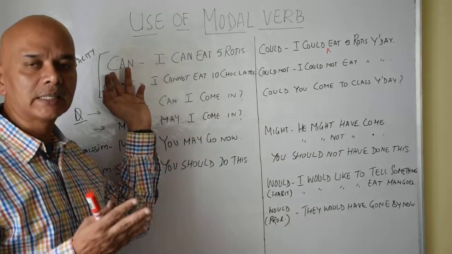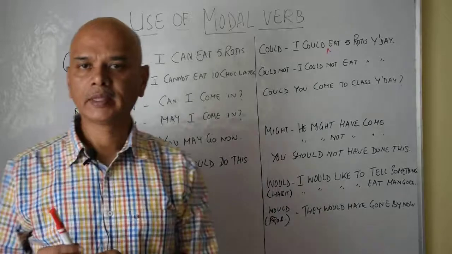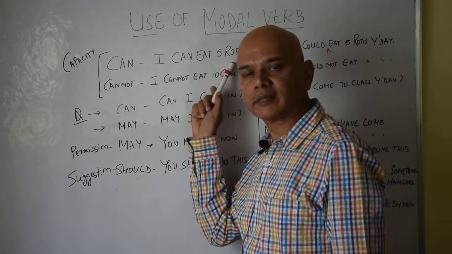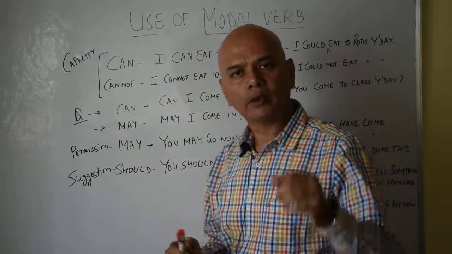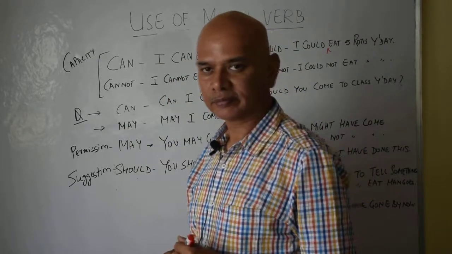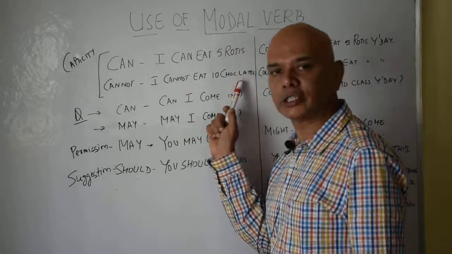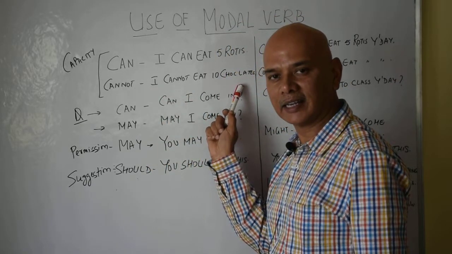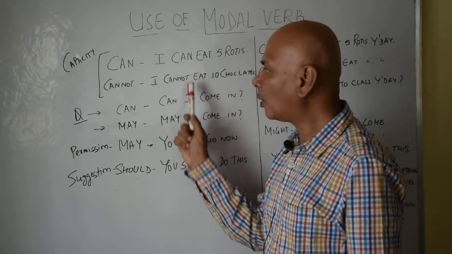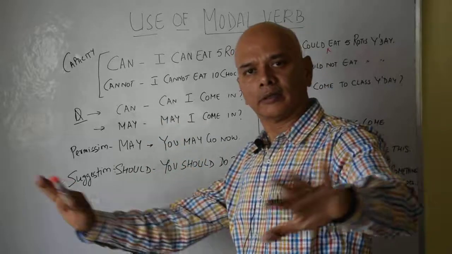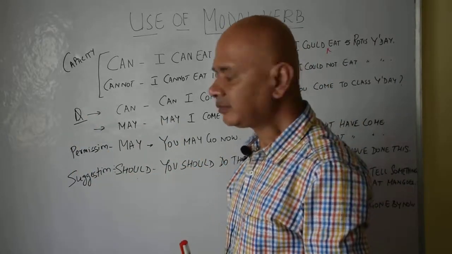Can is normally used for capacity. For example, I can eat 5 rotis. I can drink 1 cup of milk. Cannot is negative. I cannot eat 10 chocolates. Right? So this is about capacity, and mostly it is in the present tense or in the future also.